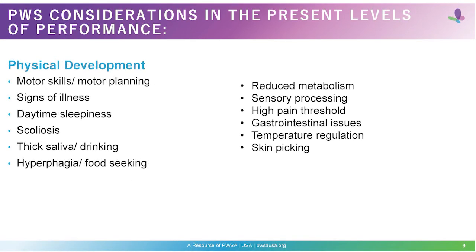In terms of physical development, I think that there's a lot of different things that can impact in school. So for example, motor skills and motor planning. I mean, obviously navigating the playground and writing and being able to sit upright long enough to do their work. I really feel it's important to include in there signs of illness because our kids don't show things the same way. So like, for example, the temperature regulation and high pain threshold, those sorts of things.